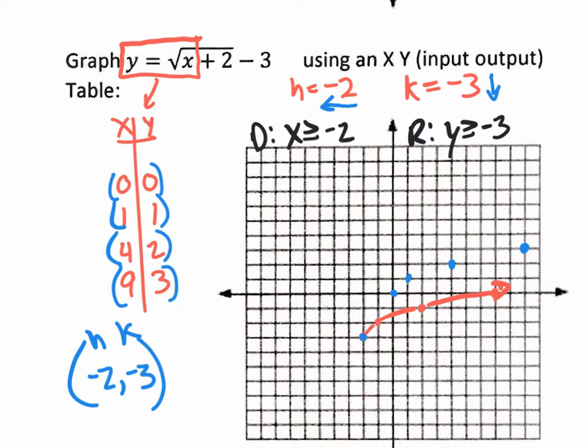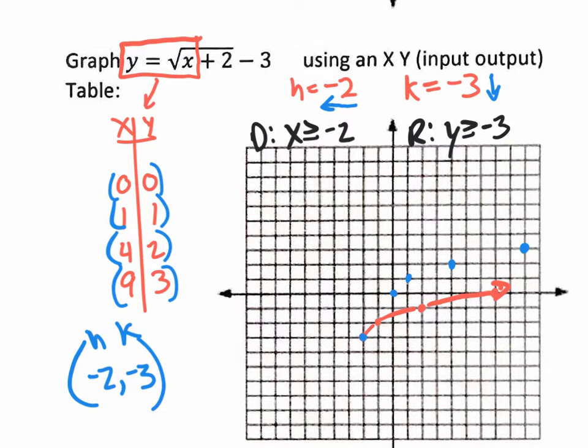So your domain are your x values, and of course if this is the beginning point, you're dealing with the x value of -2. So this whole thing is at the x value of -2 to the right, which means it has to start at -2 and it's greater than -2. So your domain would be greater than or equal to -2.